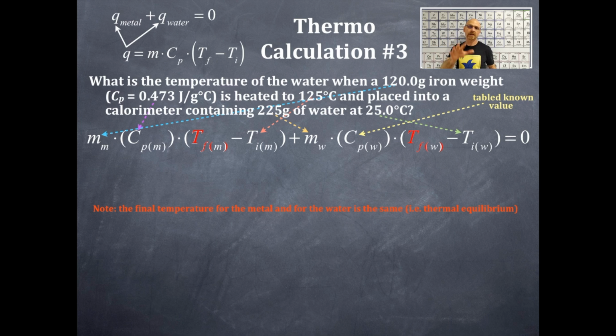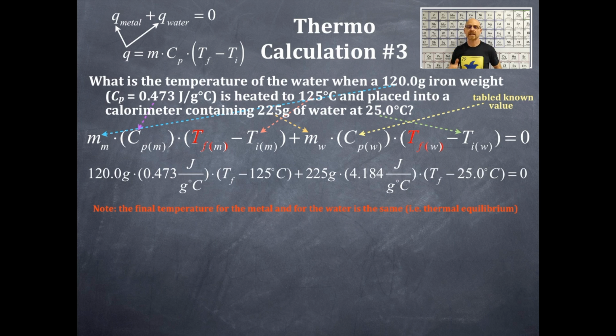So now we're going to plug those values in, just like I have outlined for you with the colored arrows. That's what I've done right here with all the appropriate units. I have 120 grams times the specific heat of the iron, 0.473 joules per gram degrees Celsius, times Tf, the unknown we're solving for, which is the final temperature, minus the 125 degrees Celsius, my initial temperature of the metal, plus the 225 grams of water times its specific heat capacity of 4.184 joules per gram degrees Celsius, times the final temperature of the water, which again we are solving for, minus the 25 degrees Celsius, and this all sums up to equal 0.